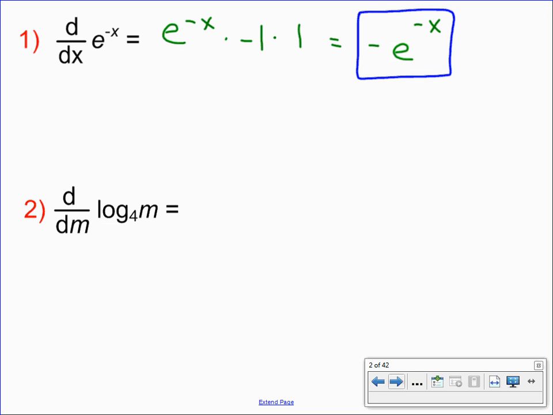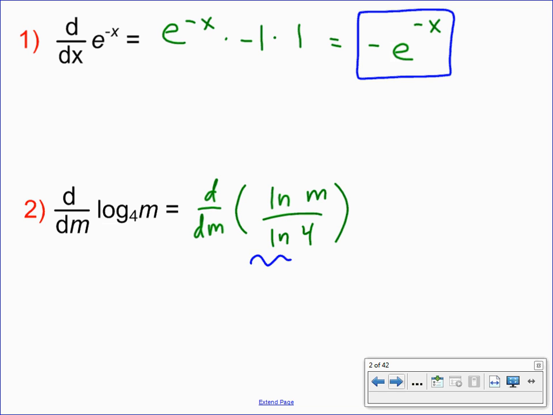We've seen now how we can differentiate logarithms with any base b by first using our change of base property. That is rewriting with natural log and then applying our derivative of the natural log of a function words. So here we go. The derivative with respect to m of log base 4 of m is equivalent to the derivative with respect to m of natural log of m over the natural log of 4. So this is my change of base property.